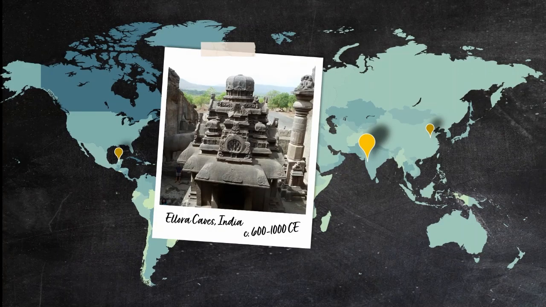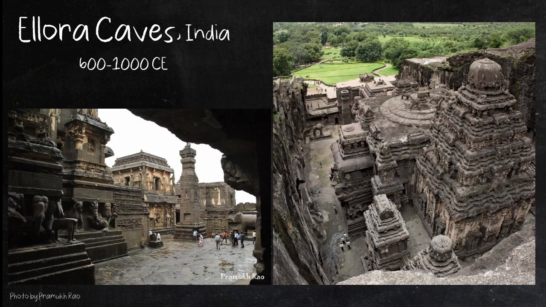Just a few years after Hagia Sophia was completed, but thousands of miles away, a vast temple complex was being created at the Ellora Caves in India. There are actually 34 temples and monasteries at Ellora dedicated to Buddhism, Hinduism, and Jainism, the three major religions native to India. They were created over the course of several centuries, so definitely not all at once, and some are multiple stories tall. This is a really vast complex.